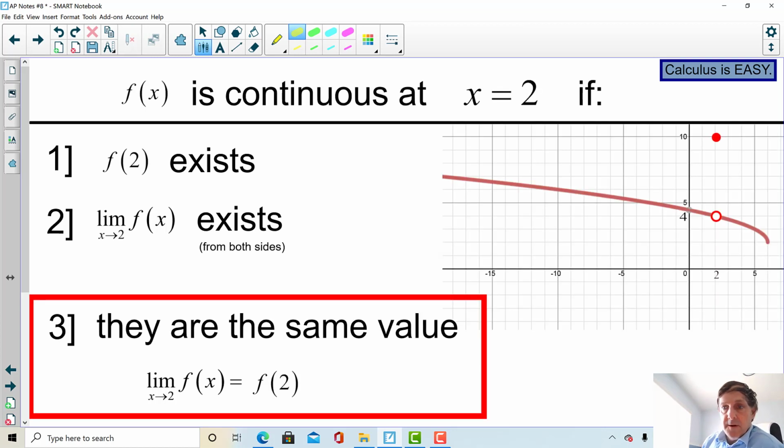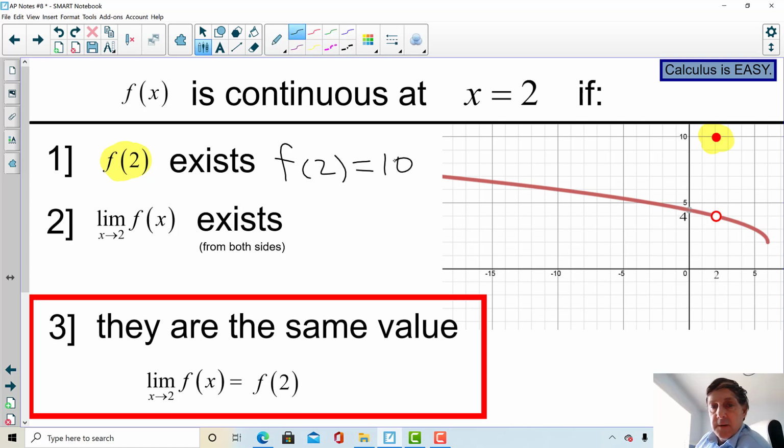Okay, here's our example. We're trying to figure out if f of x is continuous at x equals 2. So first of all, does f of 2 exist? Yes. F of 2 is 10. Second condition, we're checking to see if the limit as x goes to 2 of f of x exists. The limit from the left is 4. The limit from the right is 4. So we would say yes. The limit as x goes to 2 of f of x exists, and it's equal to 4.